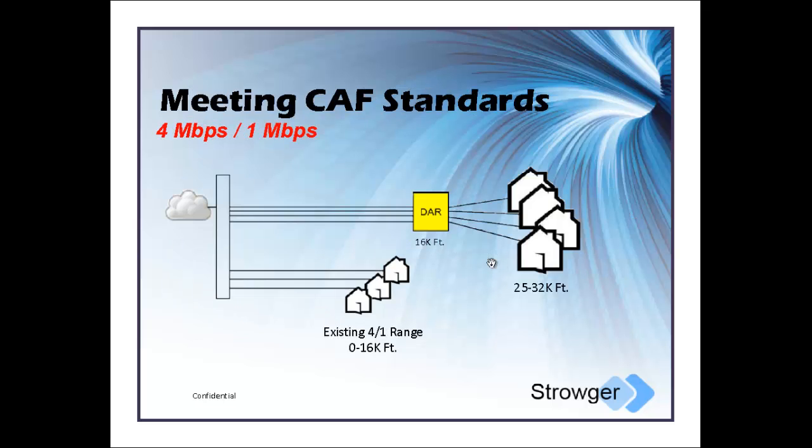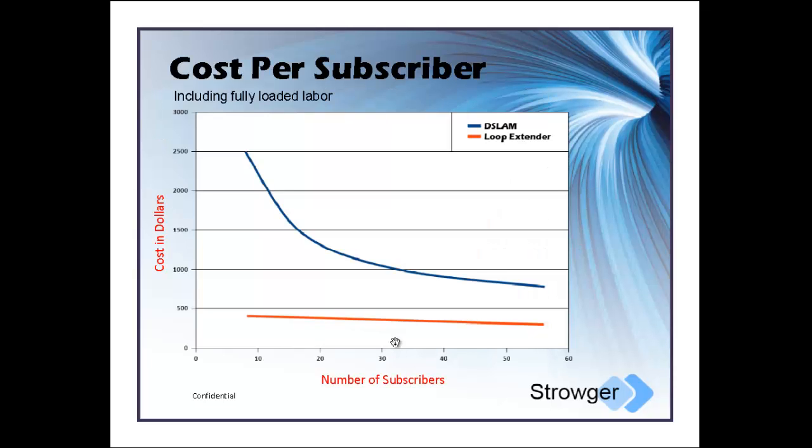Finally, meeting the CAF standards can be done. If you're meeting the CAF standards for everybody, you could just simply install a digital regenerator at 16,000 feet, and everybody past 16,000 feet that goes through the digital regenerator can meet the 4.1 standard.